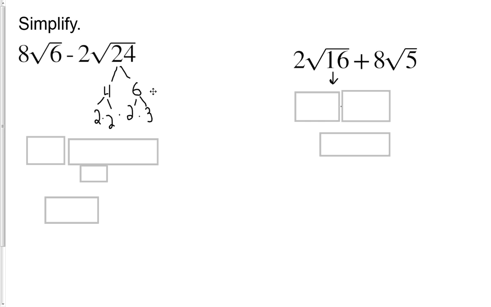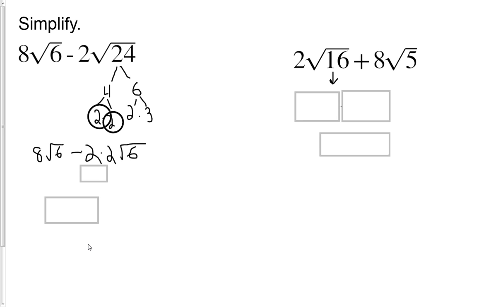4 is 2 times 2, 6 is 2 times 3, and now I'm circling my pairs. So again, I got a pair here, we got a 2 here, and a 2 here. So one of those two is going to go away. I don't have a perfect match over here. So that 1, 2 is going to come here right next to the negative 2. And the 8 root 6 is just going to come on down. So now I'm going to have 2 times negative 2, square root of 6, right? 2 times 3 is 6.